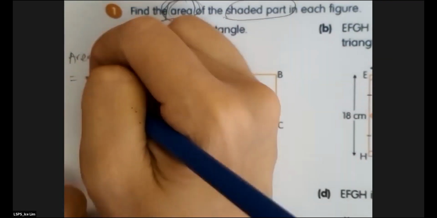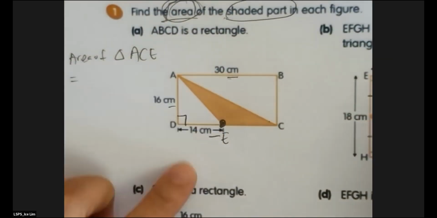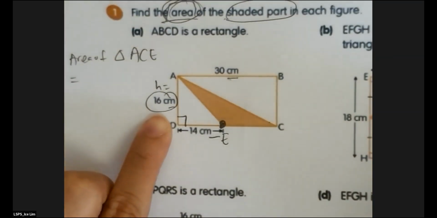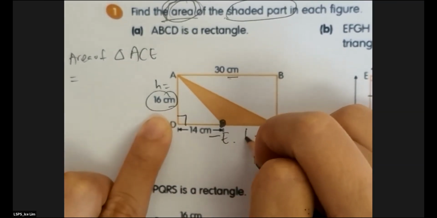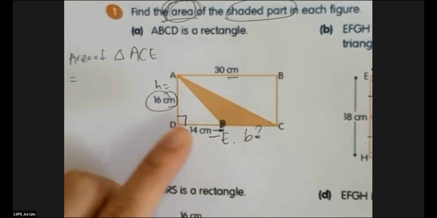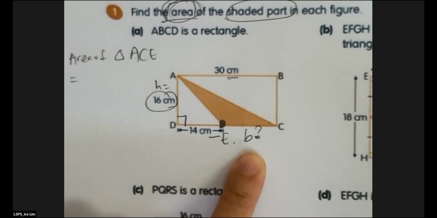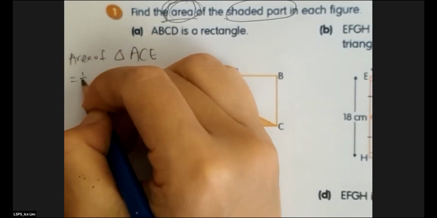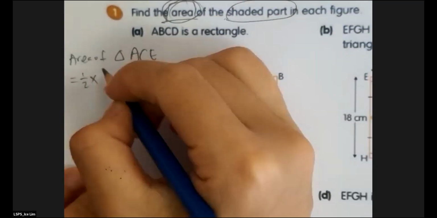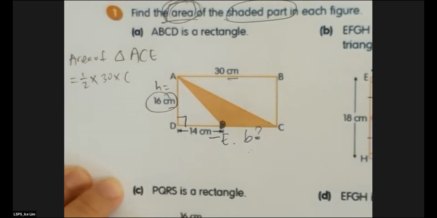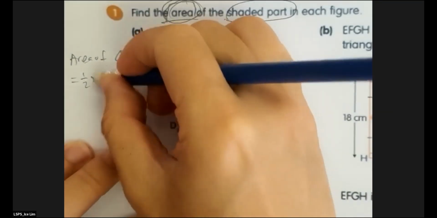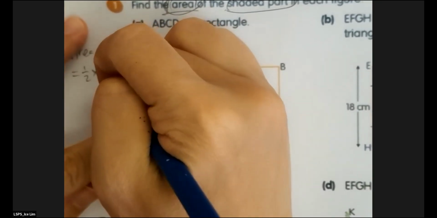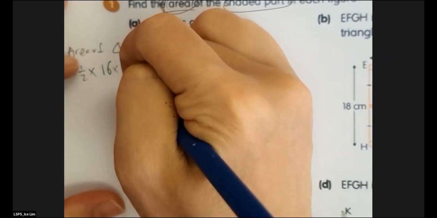The area is half times base times height. Can I find the height? All right, I have the height here. This is the height. Height is 16 centimeters. This EC is the base. Do I have the base? I don't have the base. Can I find the base easily? Yes, the base will be 30 minus 14. Height is 16, right? Half times base times height. So half times 16 times the base, which is 30 minus 14.